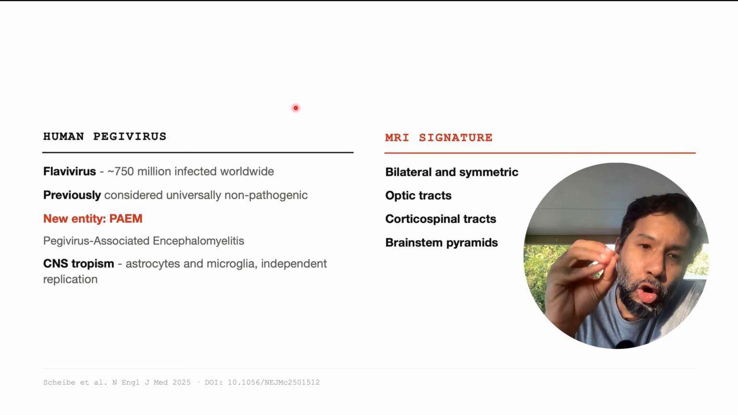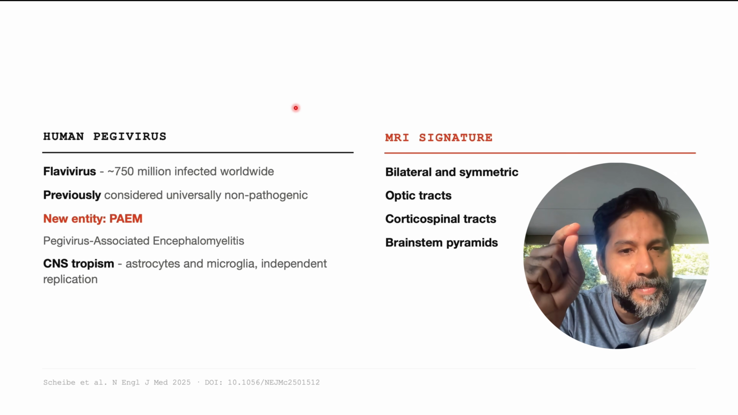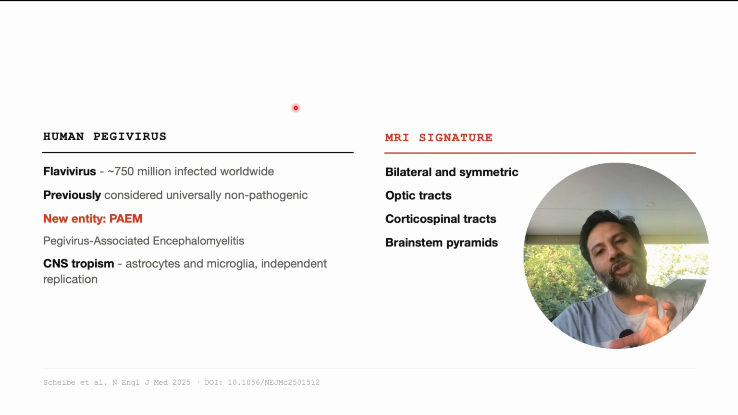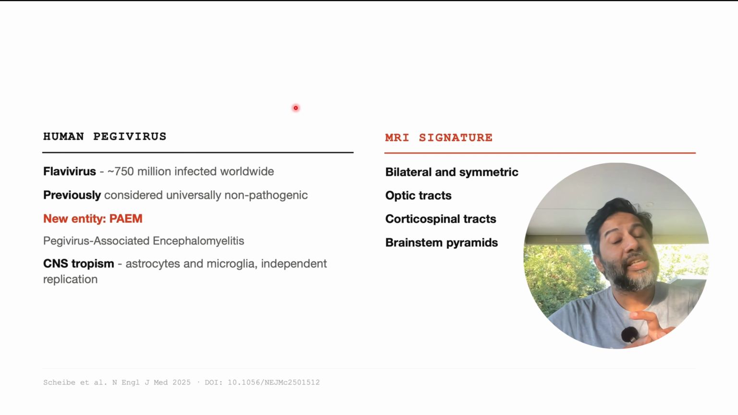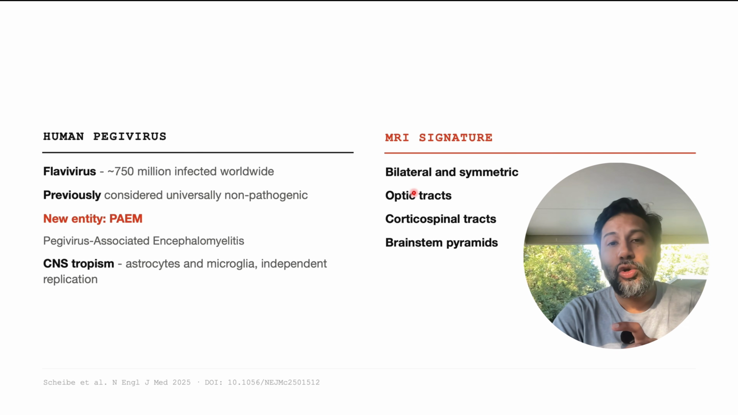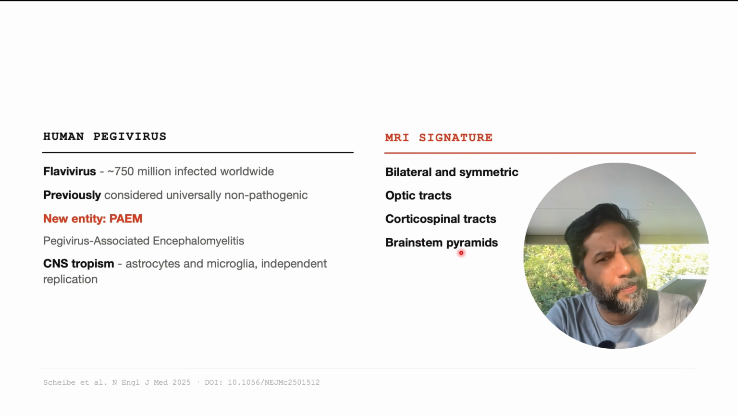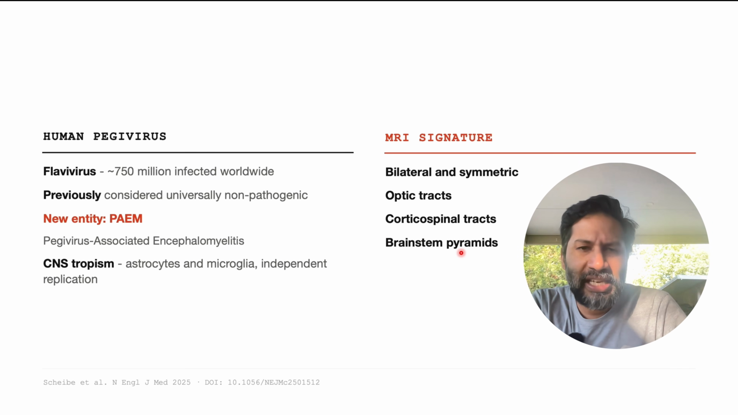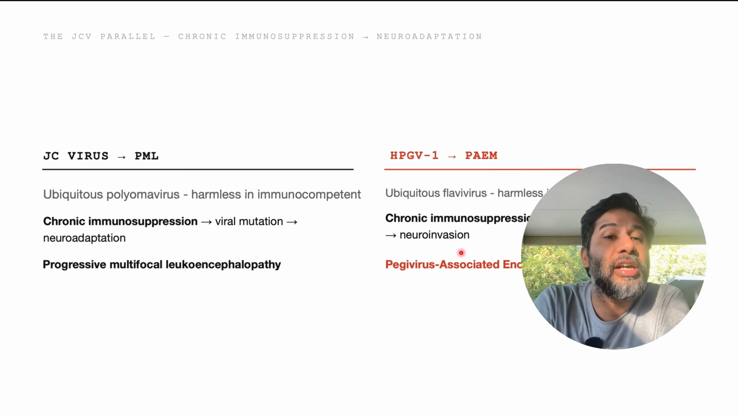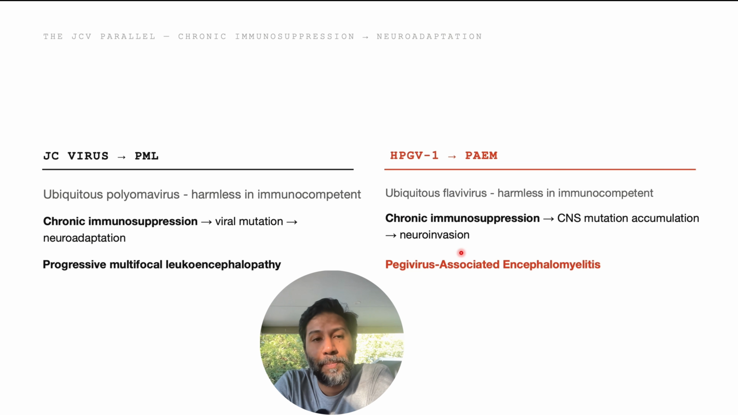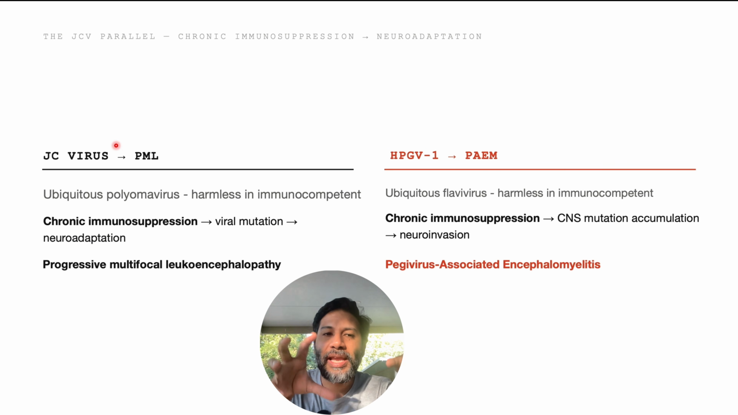It has a tropism for astrocytes and microglia, so the support structures around the nerves, and it just independently replicates, and it causes bilateral, symmetric involvement of optic tracts, corticospinal tracts, and this propensity for the pyramids. So when you see that, you've got to think, is this Pegivirus? And it's specifically in immunocompromised patients. It's very similar to the mechanism of how JC virus works and causes PML.